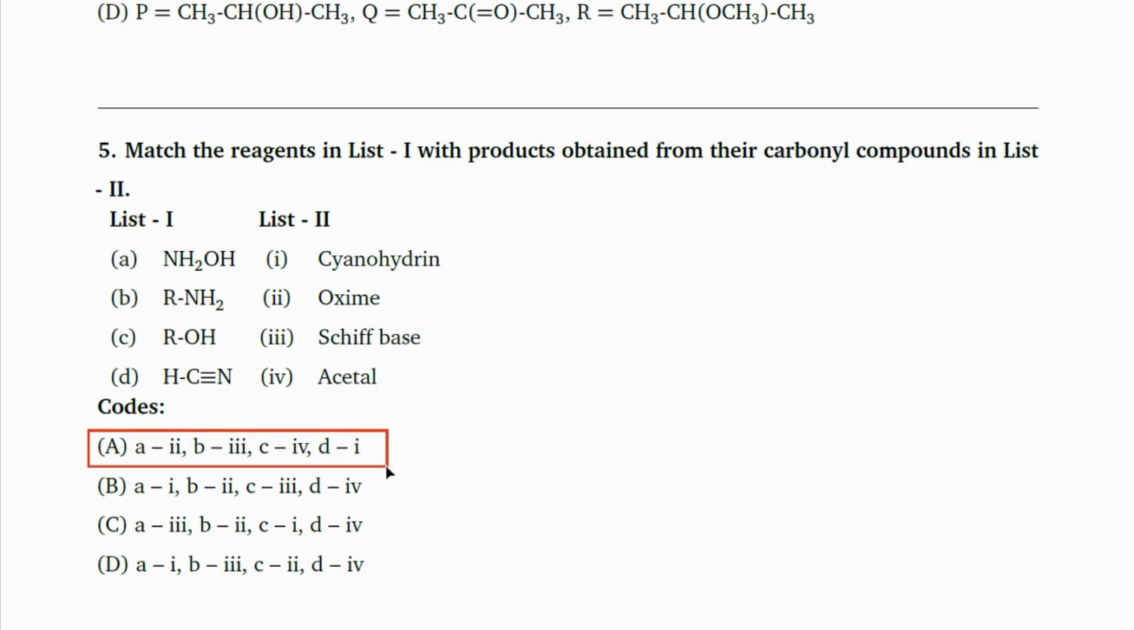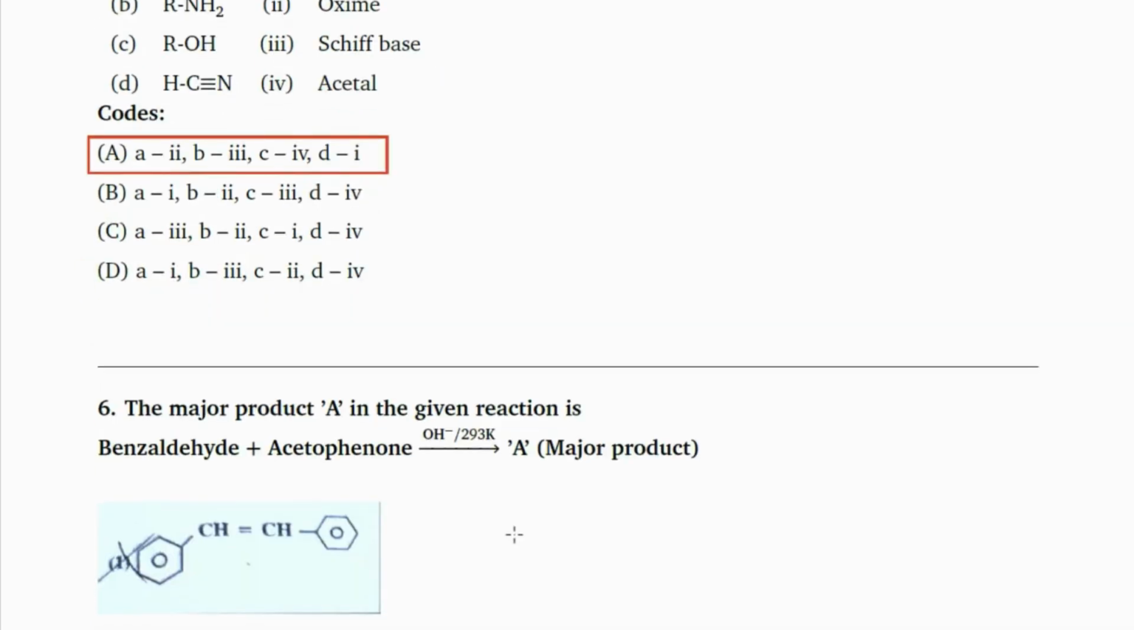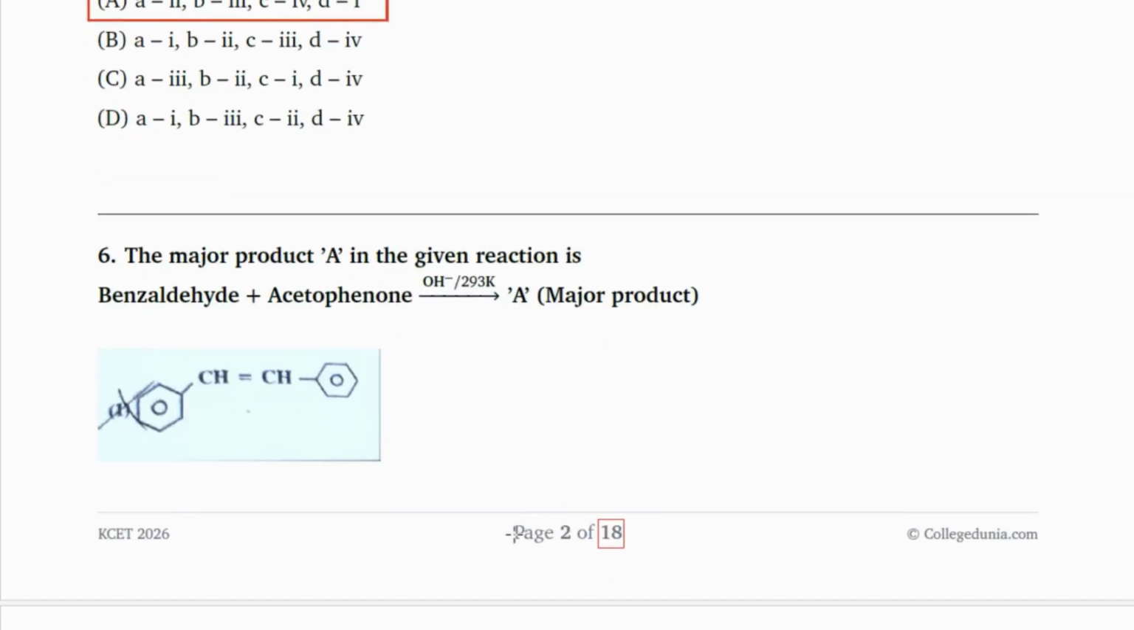A primary amine reacts with carbonyl compounds to form a substituted imine, which is commonly known as Schiff's base. An alcohol reacts with aldehyde in the presence of an acid catalyst to form acetal or hemiacetal. Hydrogen cyanide adds to the carbonyl group to form cyanohydrins. Therefore, the correct option is A.